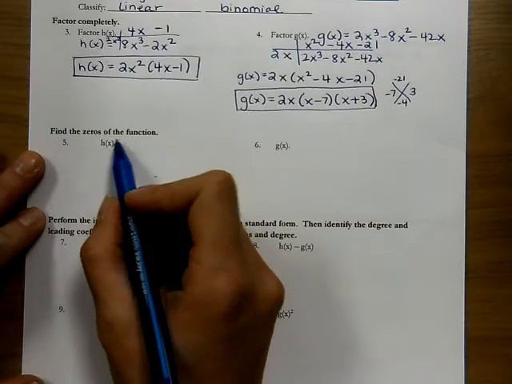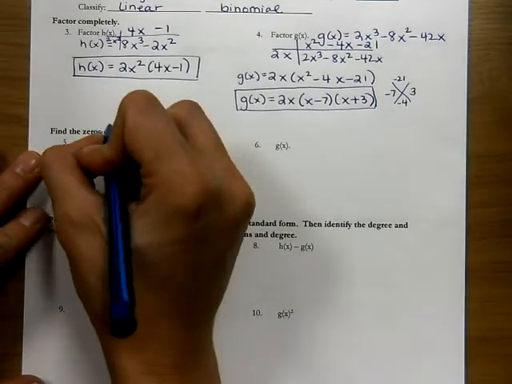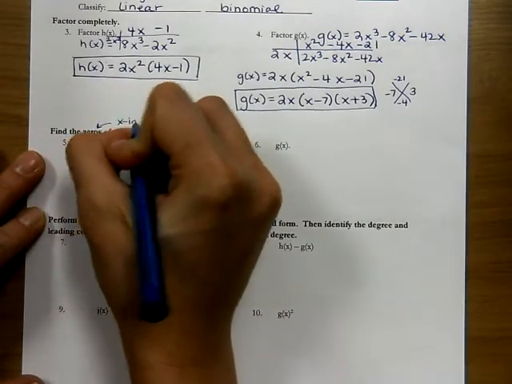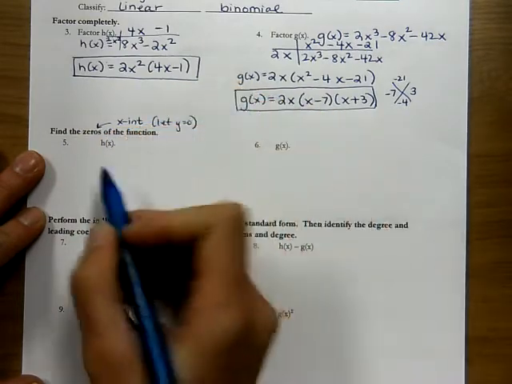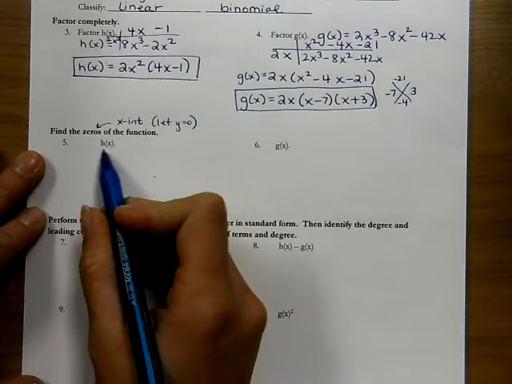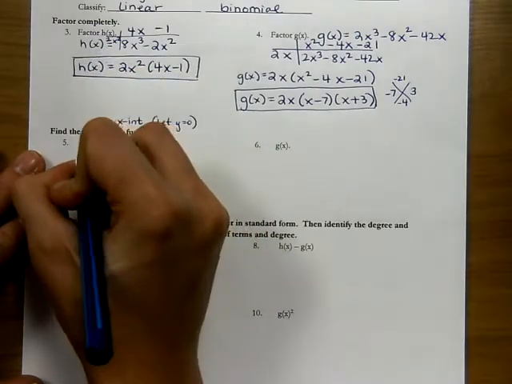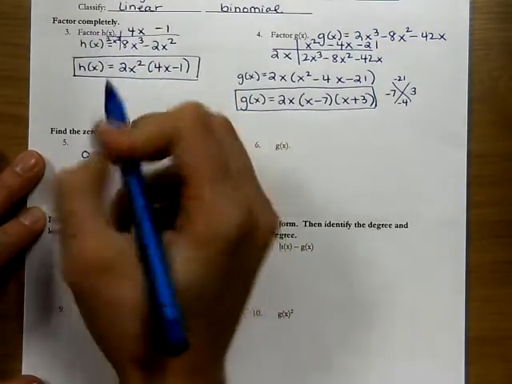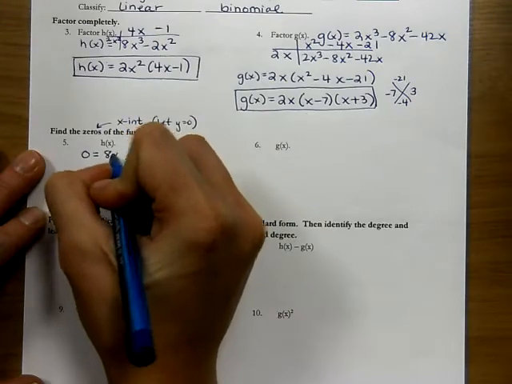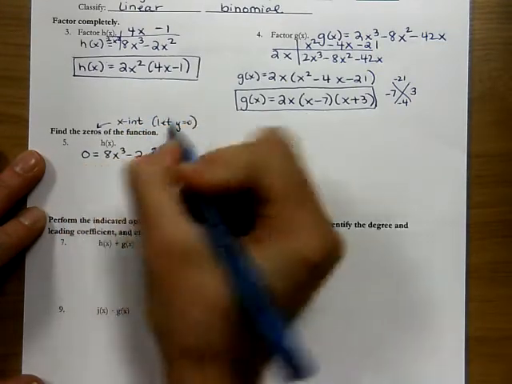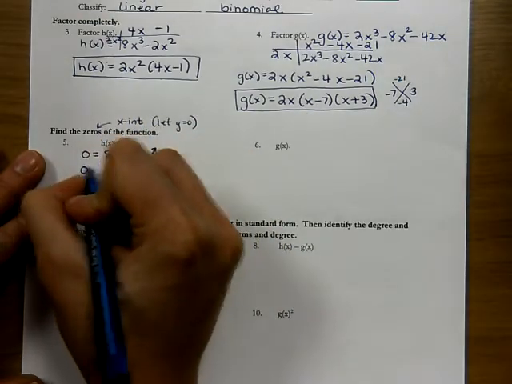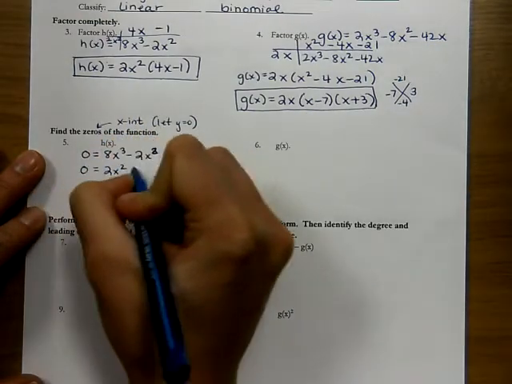Alright, so getting down to the next one. I want to find the zeros of the function. Well, zeros is really just another way of saying x-intercepts, which means I know we need to let y equal 0. And in this case, y is really h of x. So I have 0 equals, now I could start with this guy in standard form, but eventually I'm going to have to factor it to find the 0. So let's just go ahead and use the one factored form we already have.